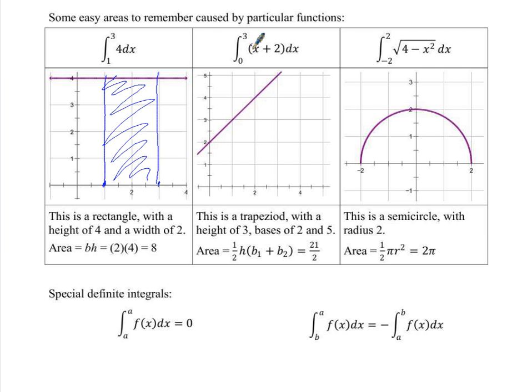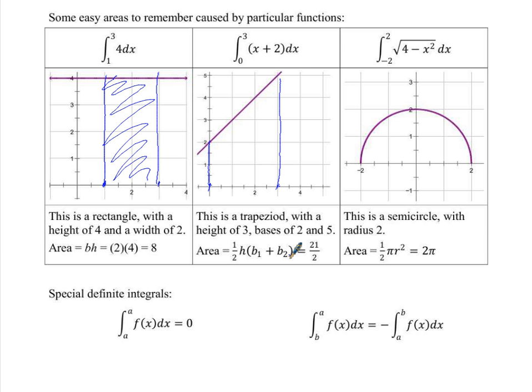The second one, the integral from 0 to 3 of x plus 2 dx, graphs me this line. And if I'm going from 0 to 3, then here's 0 and here's 3. So if I draw lines up, what kind of shape have I made? A trapezoid. So the area of a trapezoid is found by using the area equals 1/2 the height times base 1 plus base 2. Here it is right here. Good, I remembered it correctly. Oh, this is not the trapezoid rule. We're just making a trapezoid.